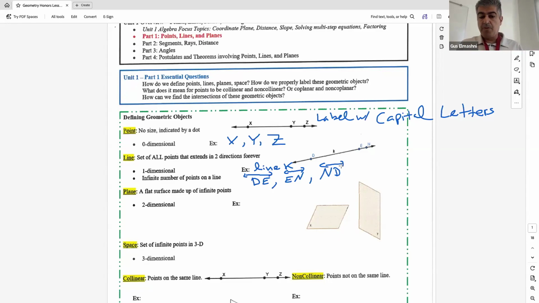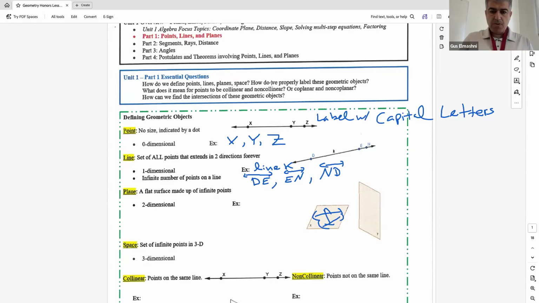Okay, a plane. A plane is two-dimensional. It's a flat surface made up of infinite points. There's a bunch of dots here, dot, dot, dot, and so forth. You could also think of it as having a bunch of lines. Line, line, line, line. But it's like a piece of paper. So this is a plane, right? It's very flat.